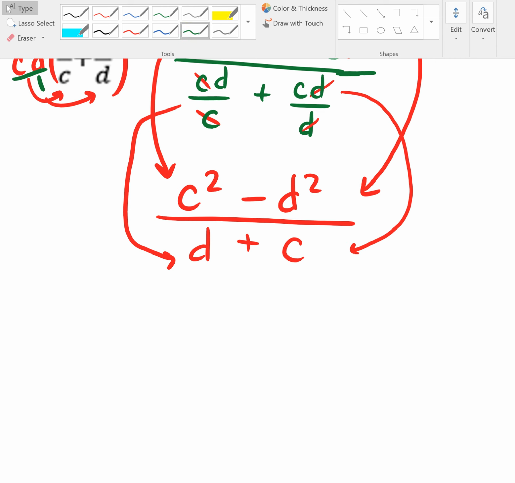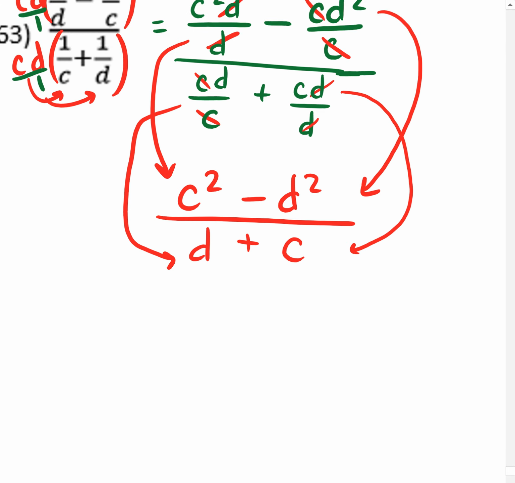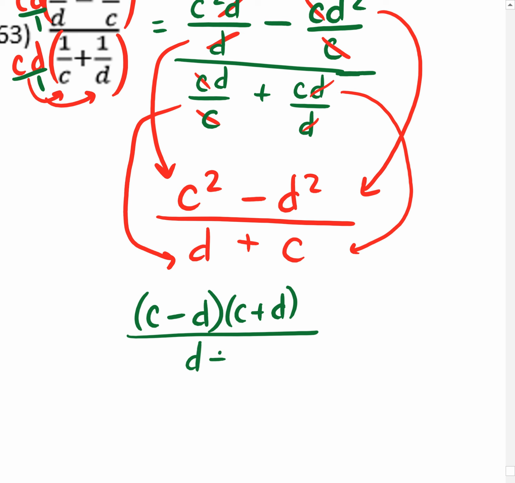Okay, so there are no more fractions left. That means we've simplified the complex fraction, but we want to see if it reduces. I'm going to see what I can factor here. The numerator is a difference of squares. That's C minus D, C plus D. The denominator D plus C is not really factorable, so I'll just leave it.